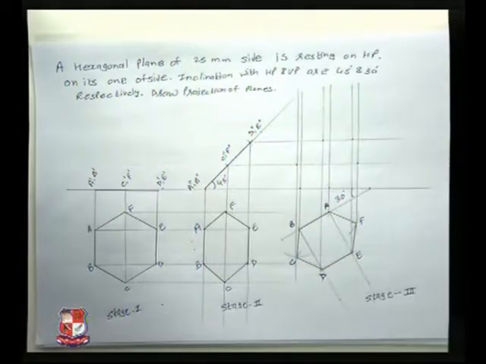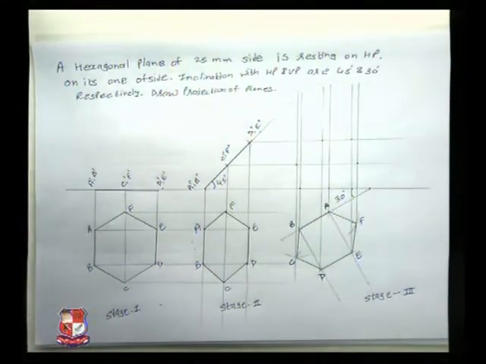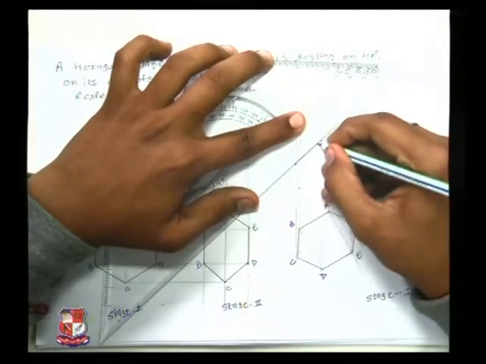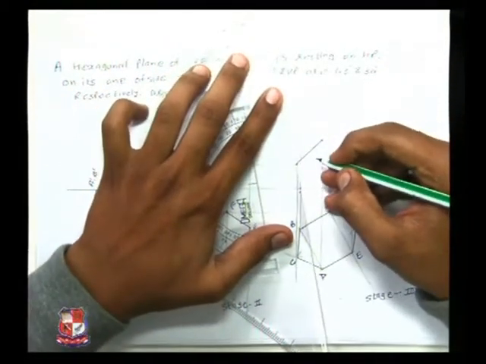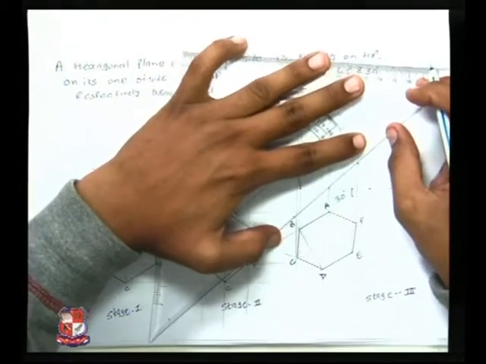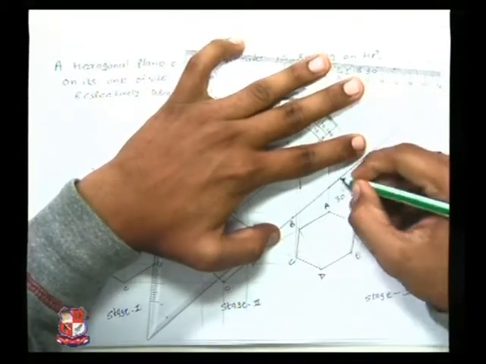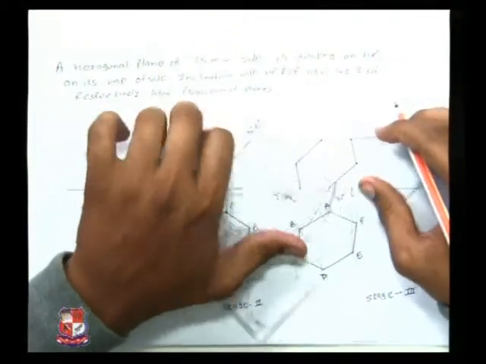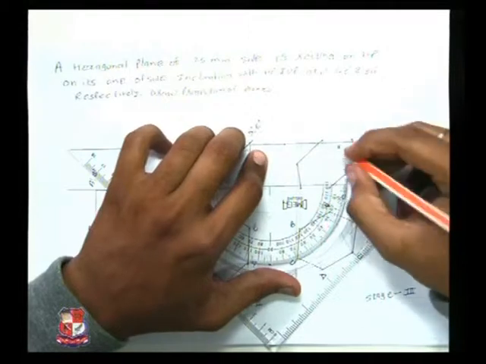We have got the 6 points. By joining those points, we have received our final object.